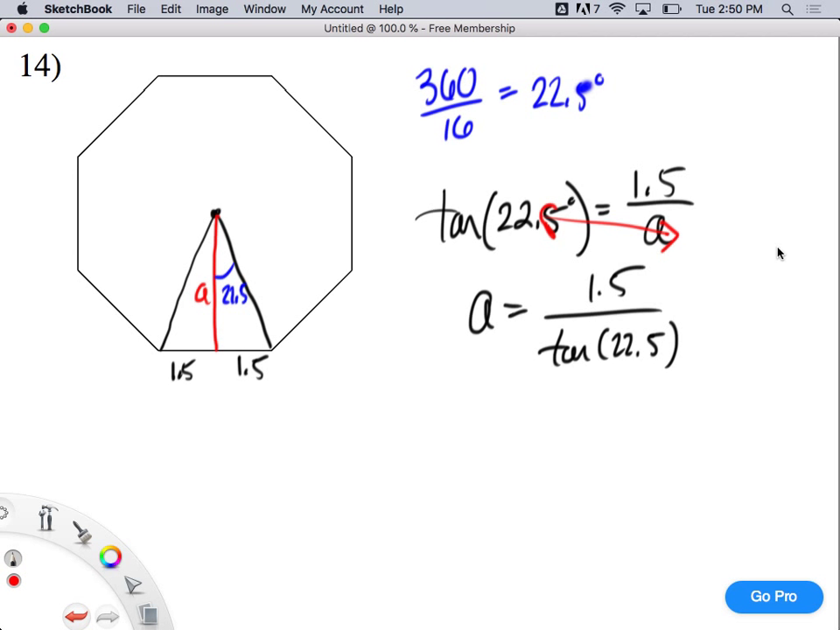Is it always going to be tangent? Yes, it will always be tangent. You will always swap them whenever you do it this way. Apothem equals 3.62. Now, what's the perimeter?